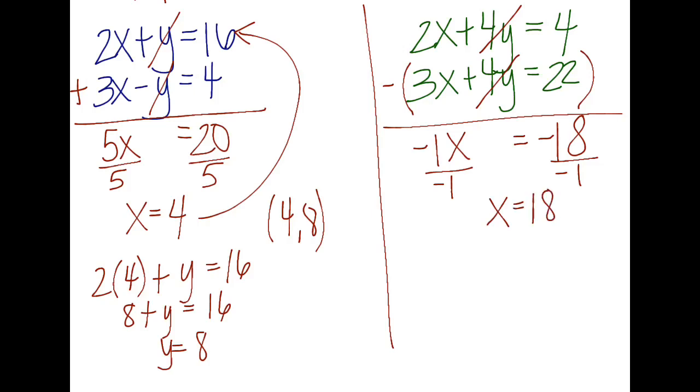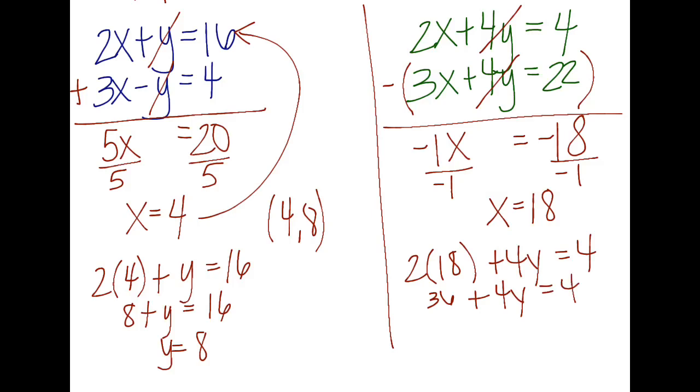We would then plug it back in to figure out what y is. I'm going to use that first equation. 2 times 18 plus 4y equals 4. 2 times 18, we know that's 36. So 36 plus 4y is 4. Taking 36 away, we get that 4y equals negative 32. So then y equals negative 8. So our solution here would be 18, negative 8.